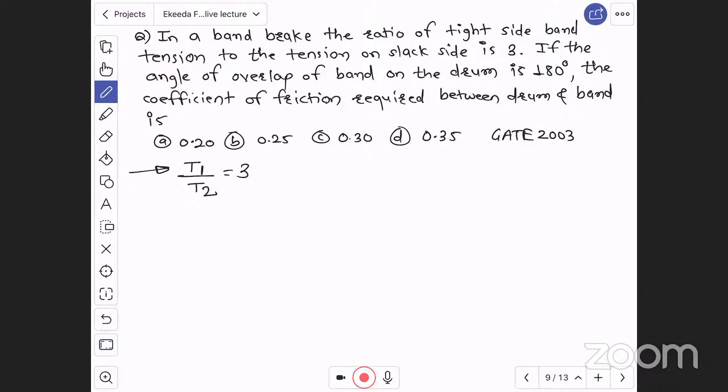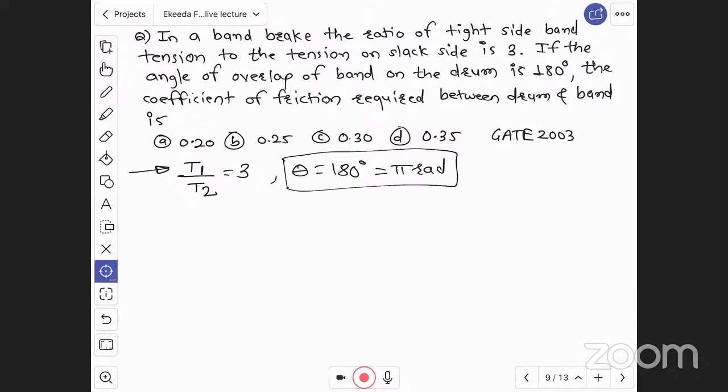Now again, the angle of overlap, means lap angle, means contact angle of the band and the drum is 180 degree, means theta is 180 degree, which is nothing but pi radian. We have just seen that. Then the coefficient of friction required between drum and band, mu, is question mark.